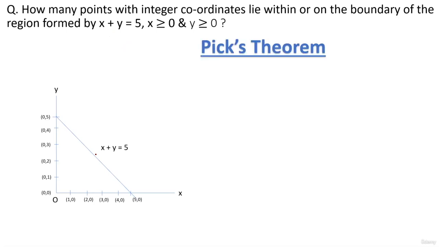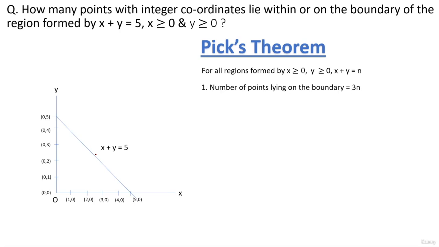Especially whenever we have the regions formed by x greater than equal to 0, y greater than equal to 0, and x plus y is equal to n, whenever this happens, we can always use something called Pick's theorem here, and Pick's theorem will help us to find out the number of points which are having integral coordinates and lying on the boundary or within the boundary formed by this particular figure. So let's start. Pick's theorem says that the number of points lying on the boundary is equal to 3 into n, and the number of points lying inside will be n minus 1 into n minus 2 divided by 2.